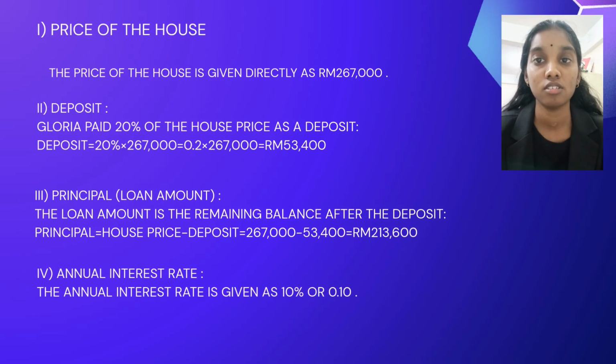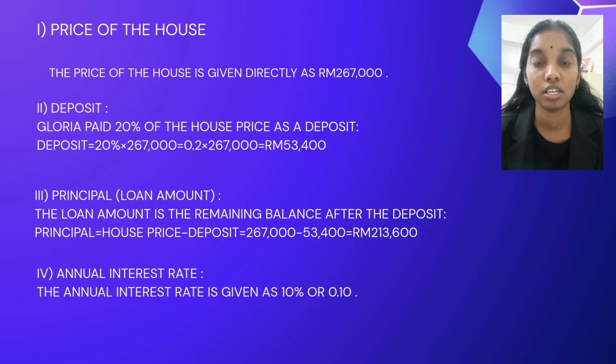The price of the house is given as 260,700. To calculate the deposit, Gloria paid 20% of the house price. First, I calculate 20% in the decimal form, which is 0.2. Then I multiply 0.2 by 260,700, which gives me a deposit amount of 52,140.